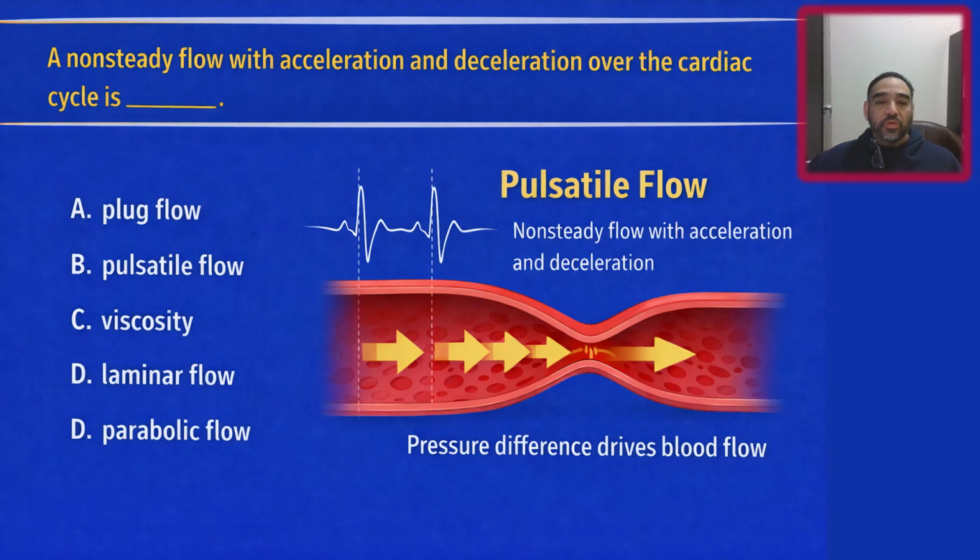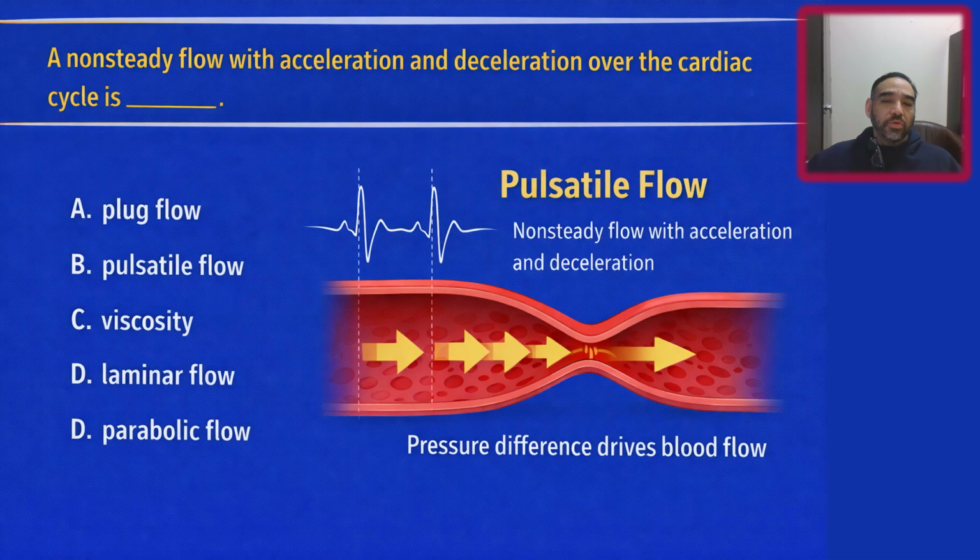Answer C says laminar flow. So laminar flow describes smooth layered movement of fluid, parallel layers sliding past one another. So laminar flow can be steady or pulsatile, but laminar only describes organization of flow, not whether it changes with time. So it doesn't answer the non-steady part of the question.